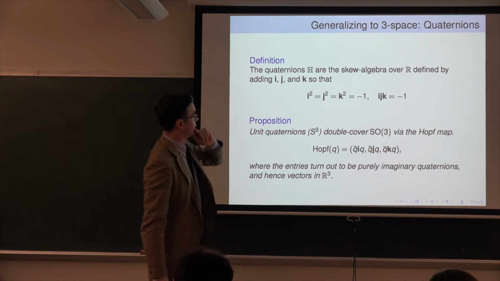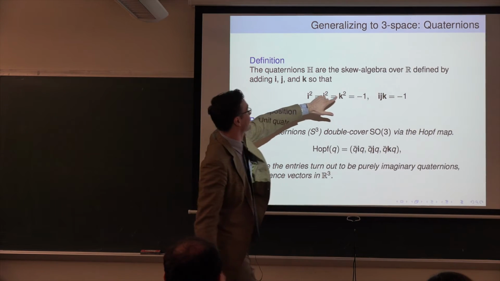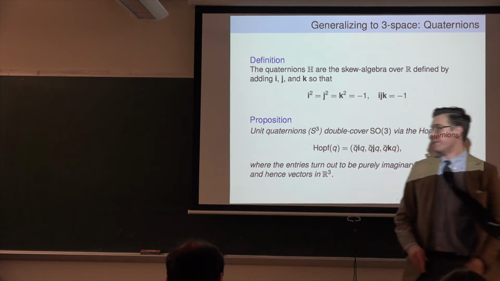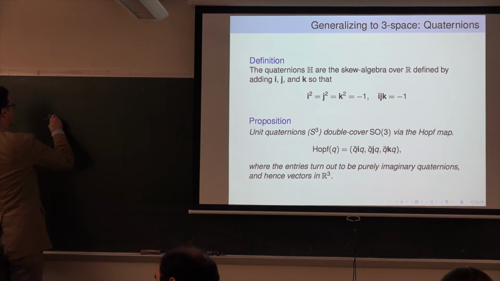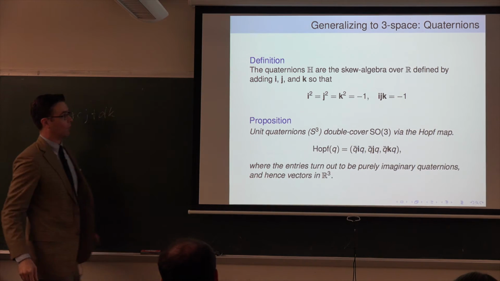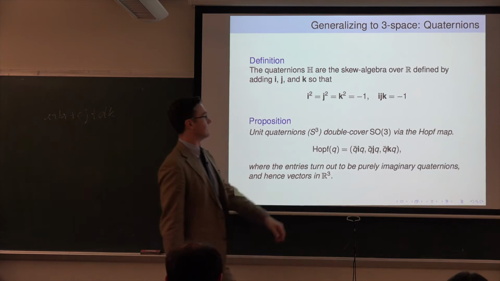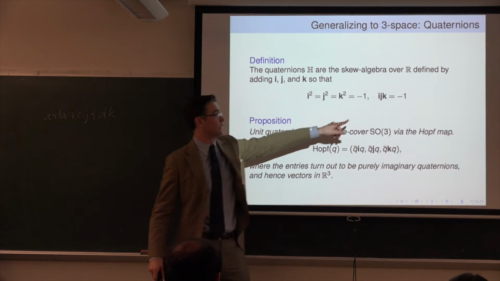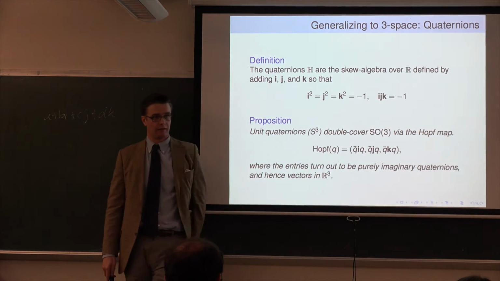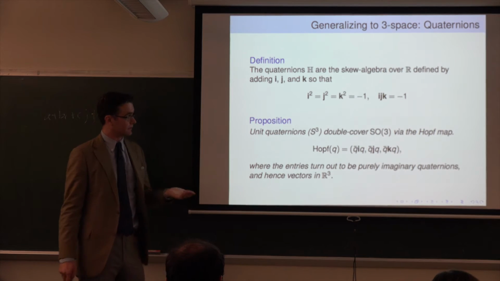Just as a reminder, or a very brief introduction for those that haven't seen this before, the quaternions consist of numbers that look like A plus BI plus CJ plus DK, where I, J, and K satisfy those conditions. The annoying thing is that it's non-commutative: if you take I times J, you get K, but if you take J times I, you get minus K. So it's a skew field, but not a field because it's not commutative.